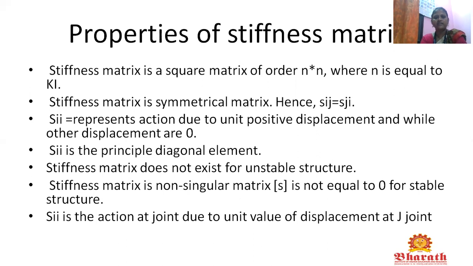Next, the stiffness matrix does not exist for unstable structures. Next, the stiffness matrix is a non-singular matrix, that is, the determinant of S is not equal to 0 for stable structures. Next, Sij is the action at joint i due to the unit value of the displacement at joint j.